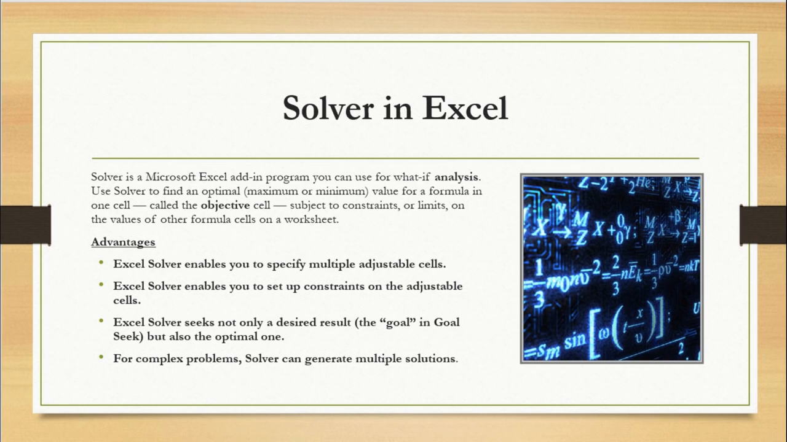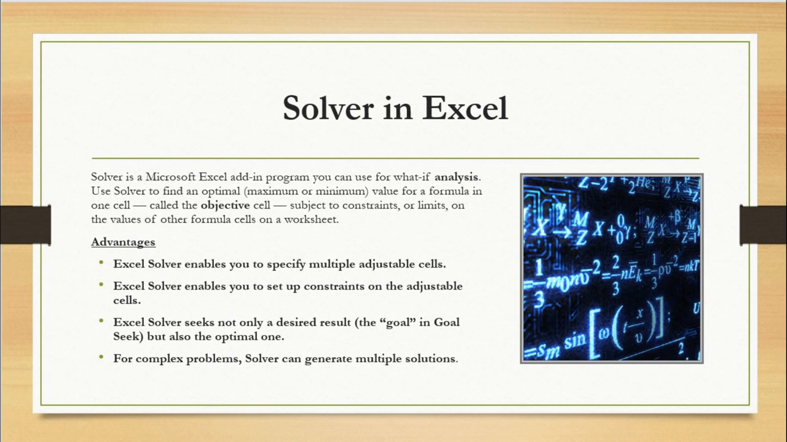Goal seek requires a single input cell and a single output cell, but we can use solver in Excel to solve problems with multiple input cells. We will look into one example where you can easily understand. So what are the other advantages of solver? Excel solver enables you to specify multiple adjustable cells. You can use up to 200 adjustable cells overall. That's a very big number.